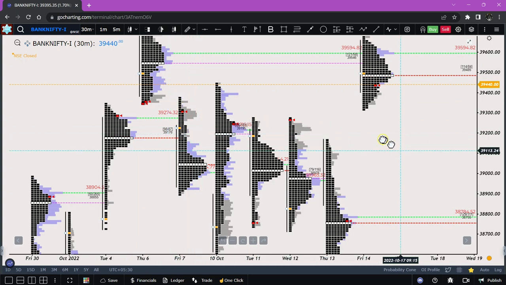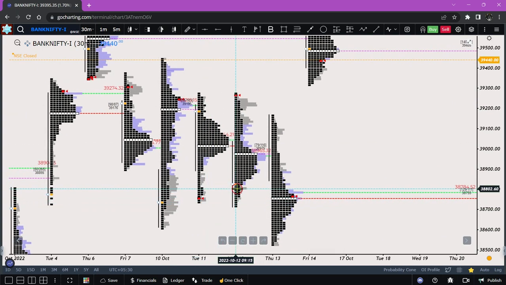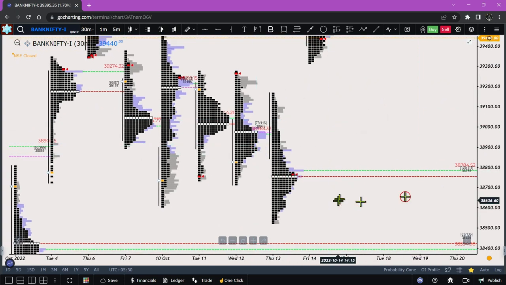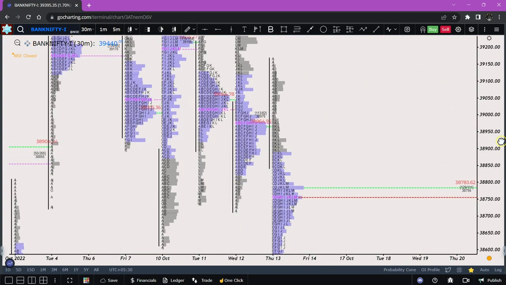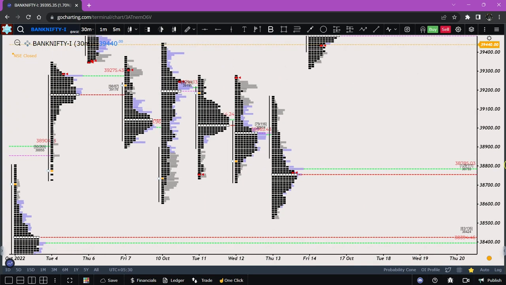Now look at what happens after this. It opens gap down, stays here. The next day it opens further down, comes up and closes here. The next day it opens almost flat, closes right at the bottom of the range. The next day it opens flat, closes right on the top of the range. Then on this day it opens somewhere here, again a flat opening, or you can call it a gap down opening, and closes at the lower part of the range.